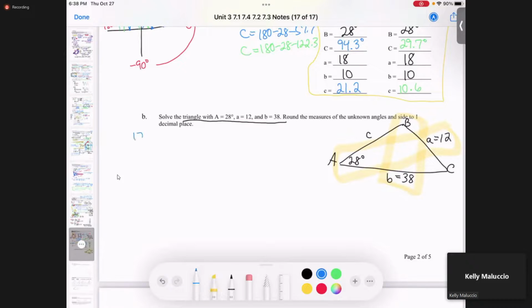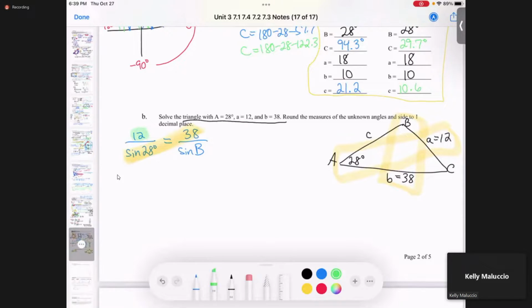So I'm going to have 12, because I'm doing A over sine of 28 has to equal 38 over sine of capital B. Okay, so if I cross multiply, or if you want a little shortcut, you can cross multiply this and then divide by 12, or you can just do this first part but know that you're going to divide, because you get 12 times sine B. But if you just want sine B by itself, you can divide by what's left.